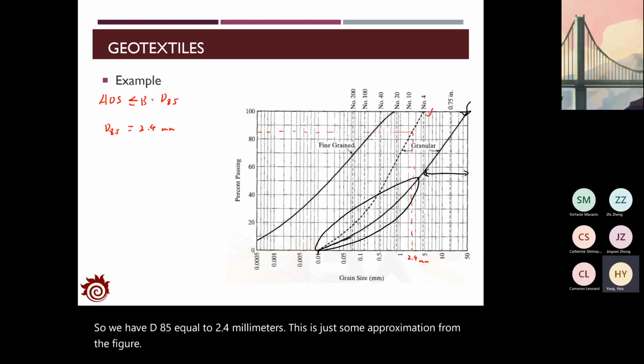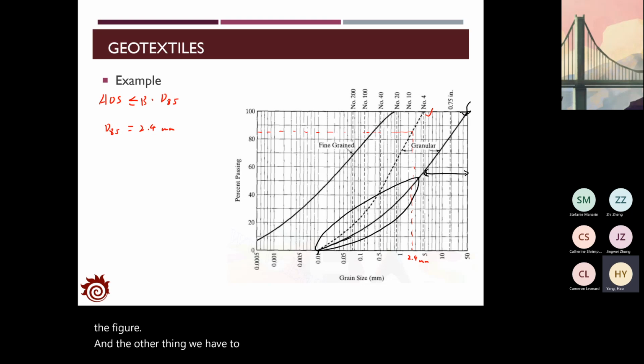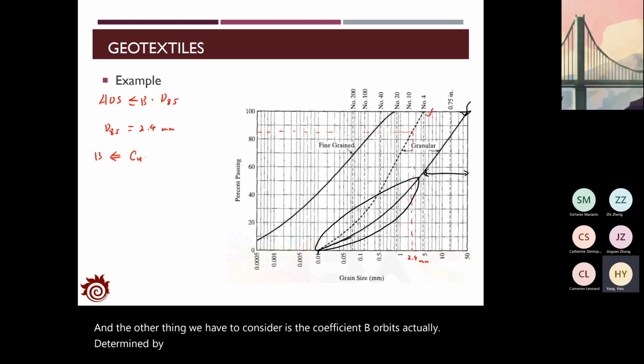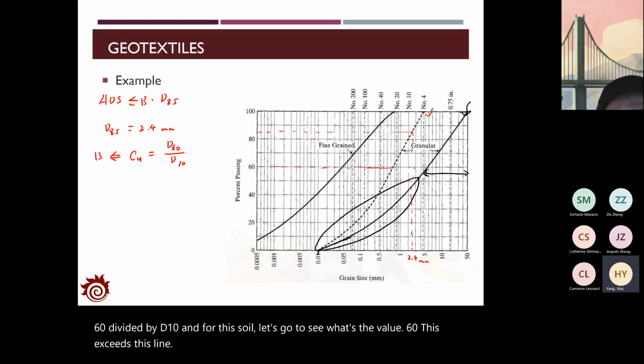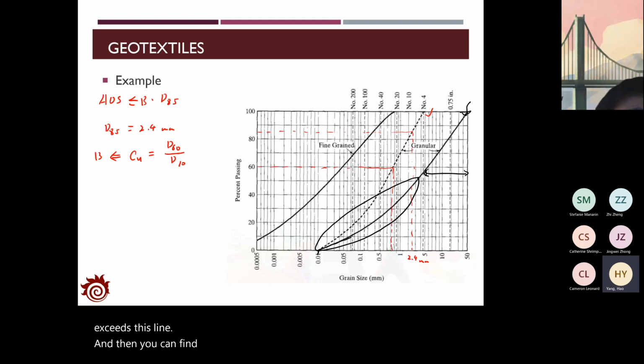And the other thing we have to consider is the coefficient B. B is actually determined by the coefficient of uniformity, and uniformity is actually the ratio of D60 divided by D10. And for this soil, let's see what's the value of D60. D60 is this line, and you can find out the value of D60 as 0.78. And you can also check D10. And this one is about 0.042.